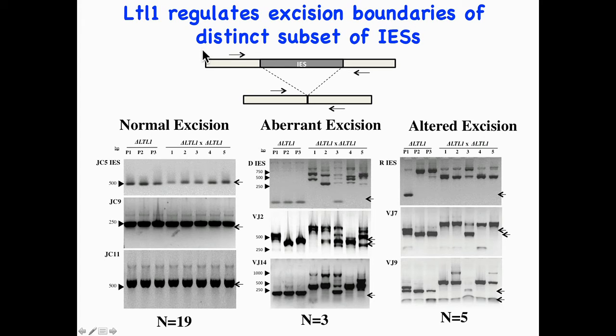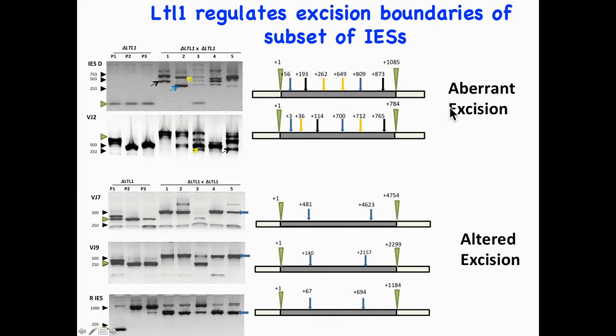Vita actually took 200 kb regions in the MAC genome, which had roughly around 30 IESs, and did an unbiased screen, and found that there were 19 that were unaffected, and 8 that showed either aberrant or altered excision in Lia3. All of these were different ones and did not contain the A5G5 tracks. What do we mean by aberrant versus altered excision? Those that had aberrant excision, she described as ones that had many different boundaries in the progeny of the LTL1 mutants, whereas those with altered excision primarily had a major rearranged form.